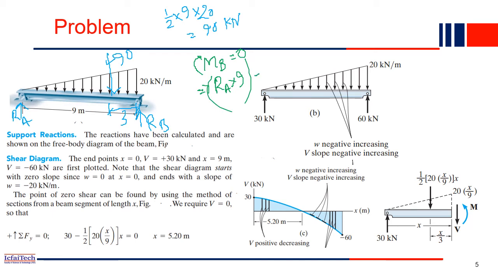Then another moment is acting, this one vertically downward. This is anti-clockwise, and anti-clockwise means negative. So 90 into the distance, which will be 3, equal to 0. From here we can calculate the value of RA. RA will simply be 30. Then what will be RB? The total load acting is 90, so RB will be 60. So if you see, this is 30 and this side it is 60. So we can calculate the total reaction like that.